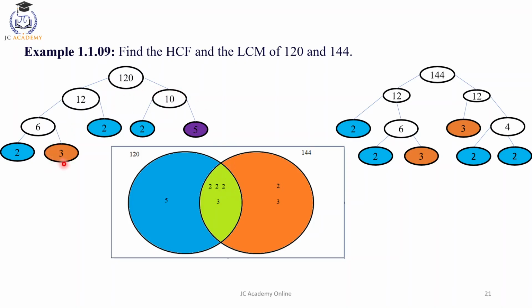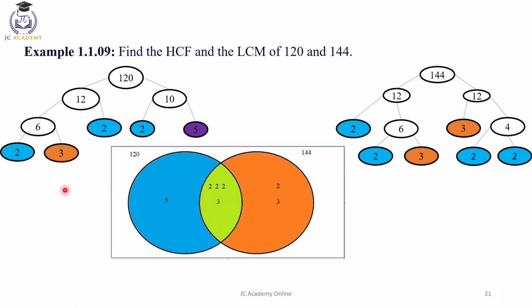Then we move on to the next number, which is 3. So we cross this 3, come here, cross one of the 3s, put a 3 in here. What are we left with? We are left with the factor 5, but there are no factors of 5 here. Therefore, we leave that 5 outside the overlapping region, just in the blue region here.